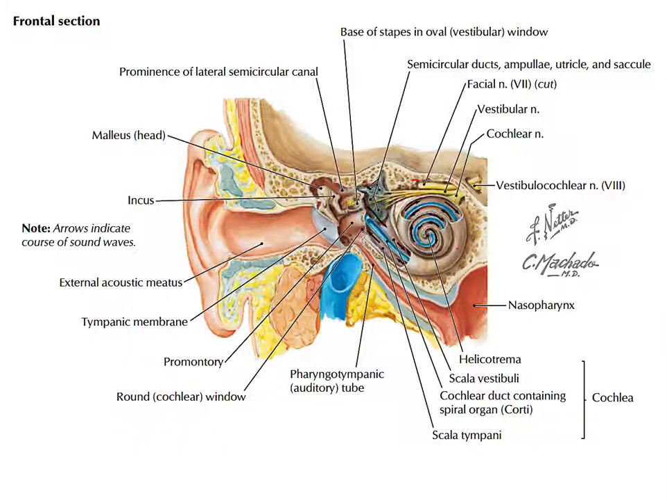You see this prominence here in the middle ear. This is the middle ear, right? There's a prominence here, which is the prominence for the facial nerve, and above it there is a prominence for the lateral semicircular canal. We'll talk about it in the inner ear.